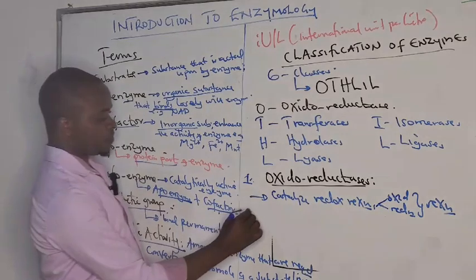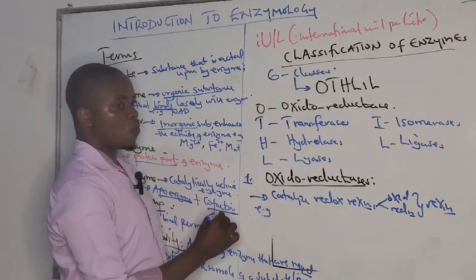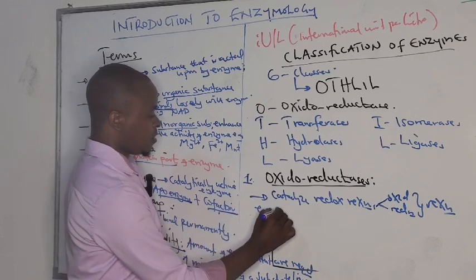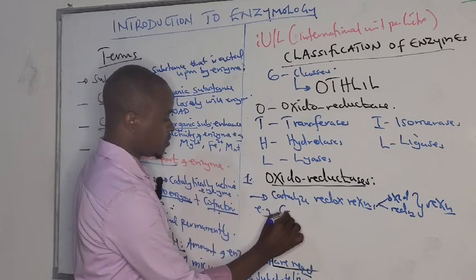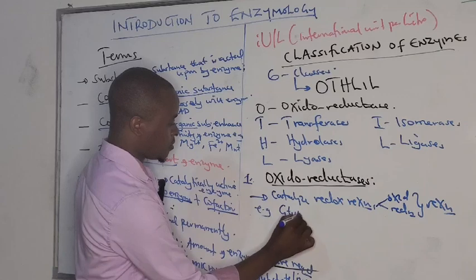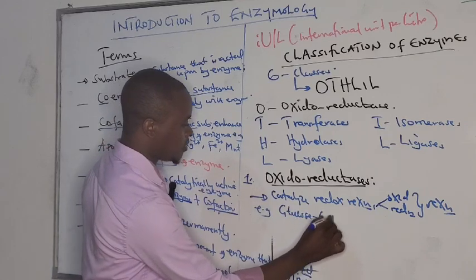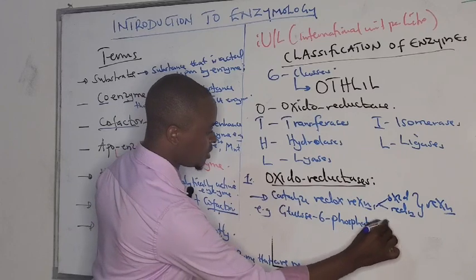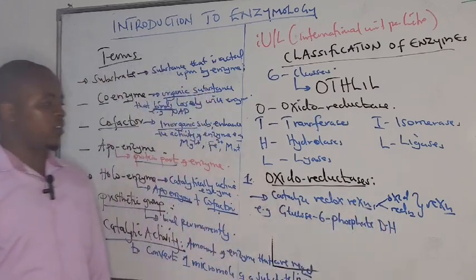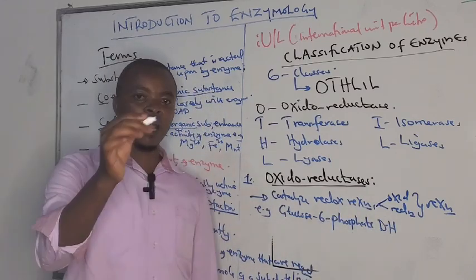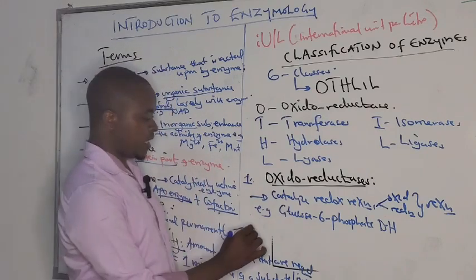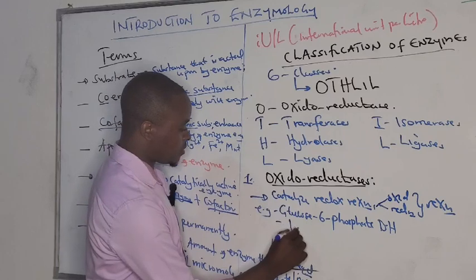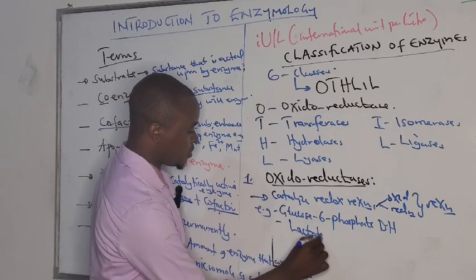For example, we have examples like glucose 6-phosphate dehydrogenase. Glucose 6-phosphate dehydrogenase is an example of an oxidoreductase, and another example we can have is lactate dehydrogenase.